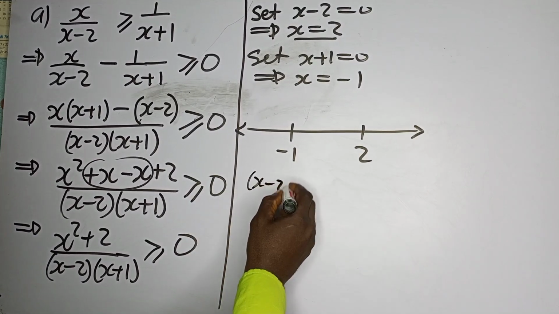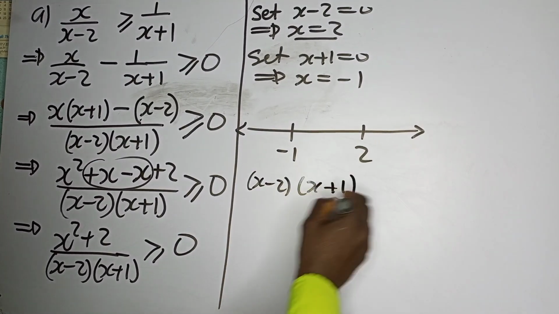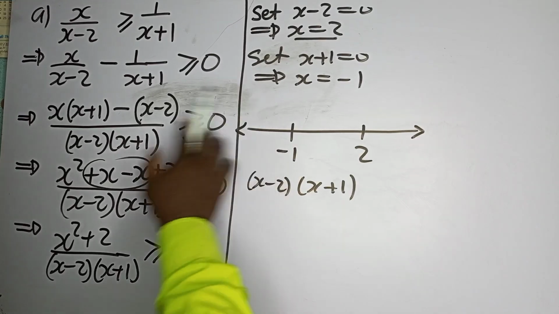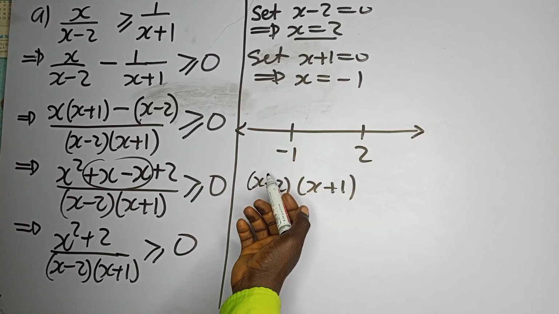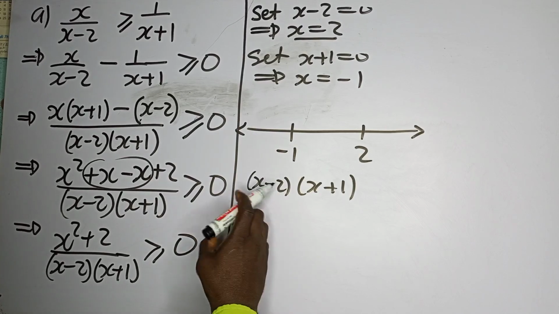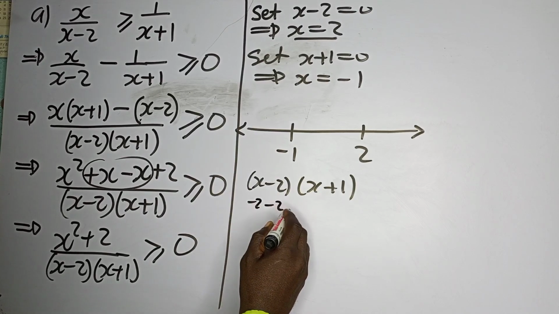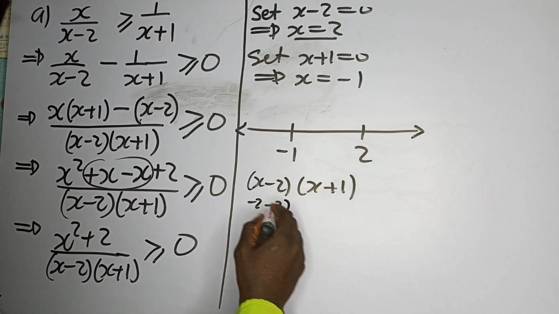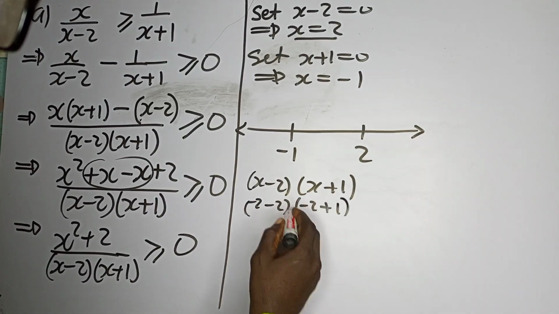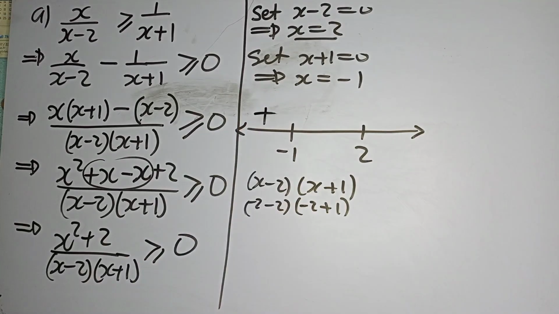So we have x minus 2, x plus 1. We're interested in the sign. Let's take a value from this zone. Any value to the left of negative 1, for example, negative 2. So it belongs to this zone. Negative 2 minus 2 is negative. And then negative 2 plus 1 is negative. Negative multiplied by negative is positive.